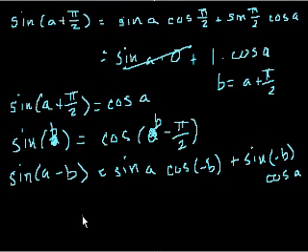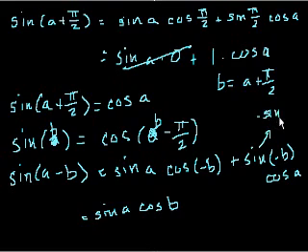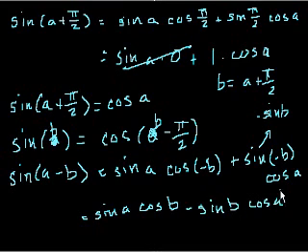So we can rewrite that as sine of A cosine of B. And then what's the sine of minus B? That's the same thing as minus sine of B. That's what we just proved: the sine of minus B is equal to minus sine of B. You could draw out the triangle and the unit circle if you don't believe me. So that is equal to minus sine of B cosine of A. Interesting.